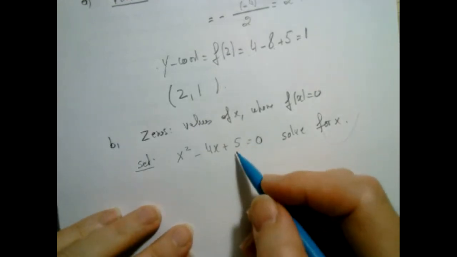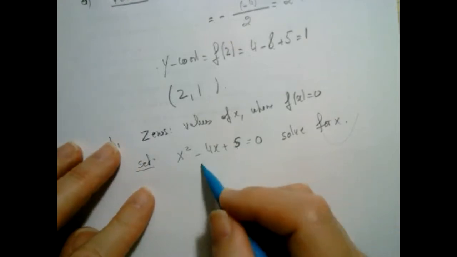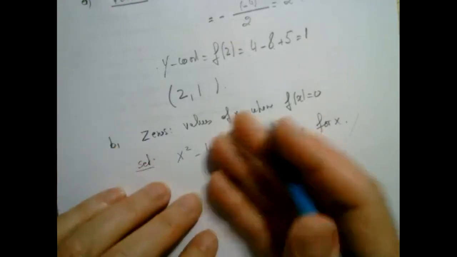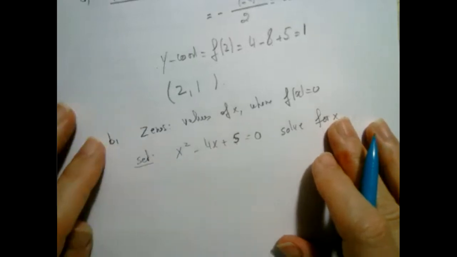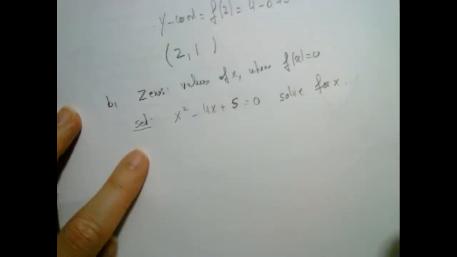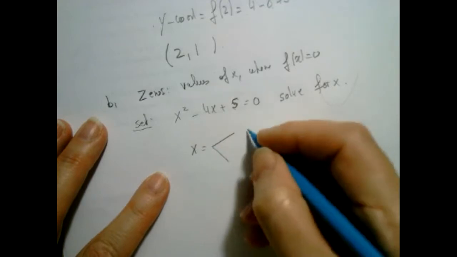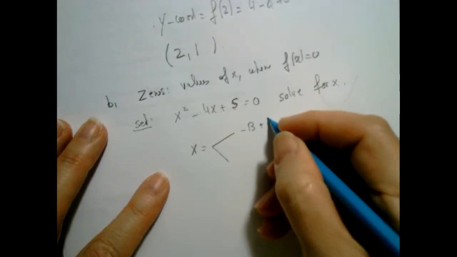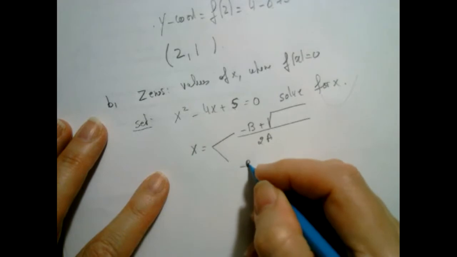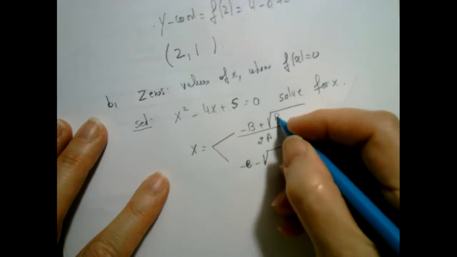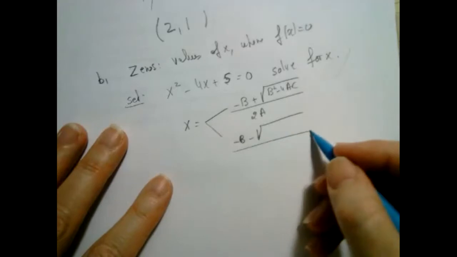Factoring means you look for two numbers that multiply to give 5 and add to give minus 4. You can try and you realize that you cannot factor. So if you can't factor, use the quadratic formula. The quadratic formula tells me that there are two solutions: minus b plus the square root, over 2a, and minus b minus the square root, over 2a.